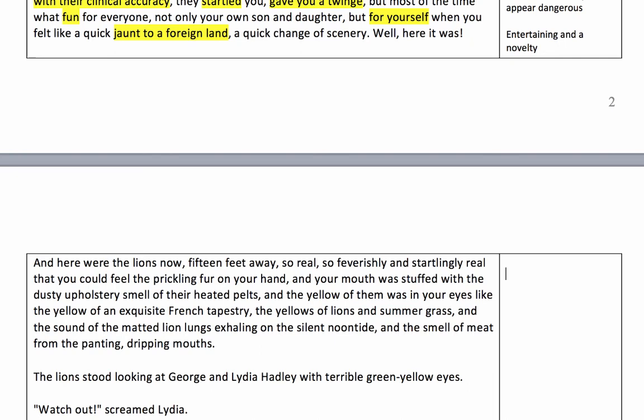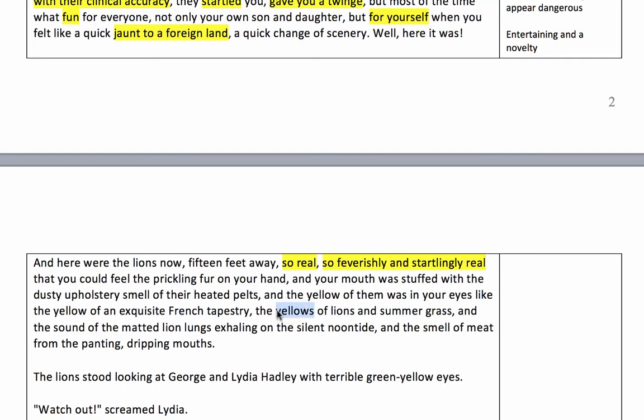Okay, so here are the lions. So real. This is the scary part. Imagine the room is able to produce lions that are so real, so feverishly and startlingly real. You could feel the fur on your hand. Now that's pretty freaky, right? Where are we? Let's see. Your mouth was stuffed with the dusty upholstery. And in your eyes, yellows of the lion.